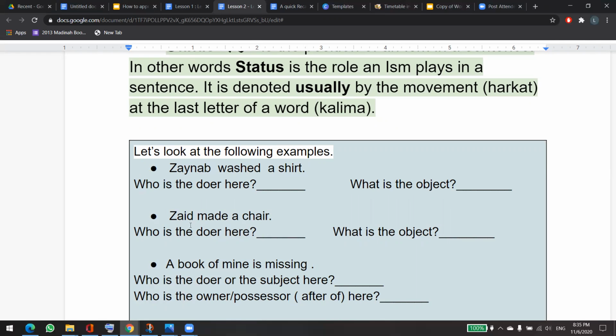Okay. Zad made a chair. Who is the doer here? Zad. And what is the object or the detail about the action? Chair, right?